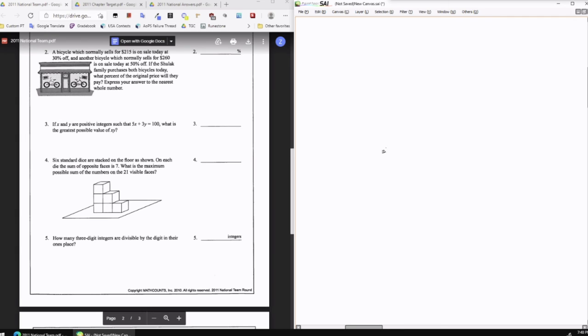Okay, number 3. If x and y are positive integers such that 5x plus 3y equals 100, what is the greatest possible value of xy? So, typically, when you have something like x plus y equals something, and then you're looking for the greatest value of xy, you typically want x and y to be as close as possible. But in this case, we have 5x plus 3y equals 100.